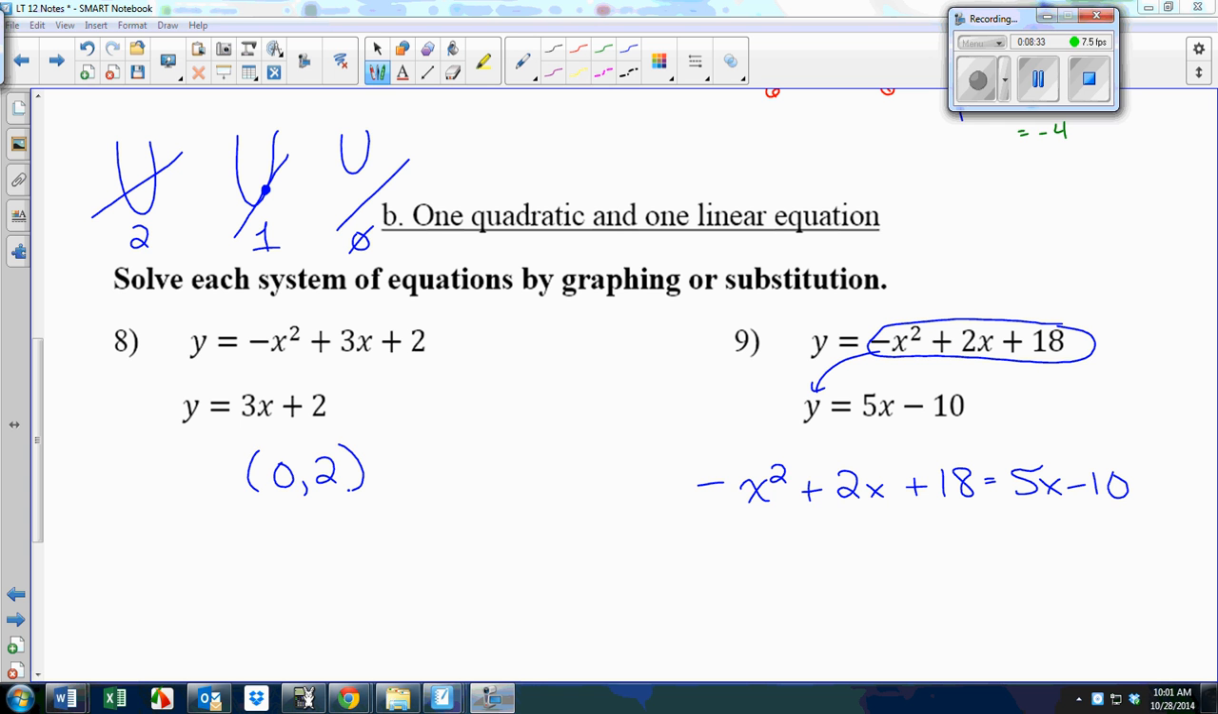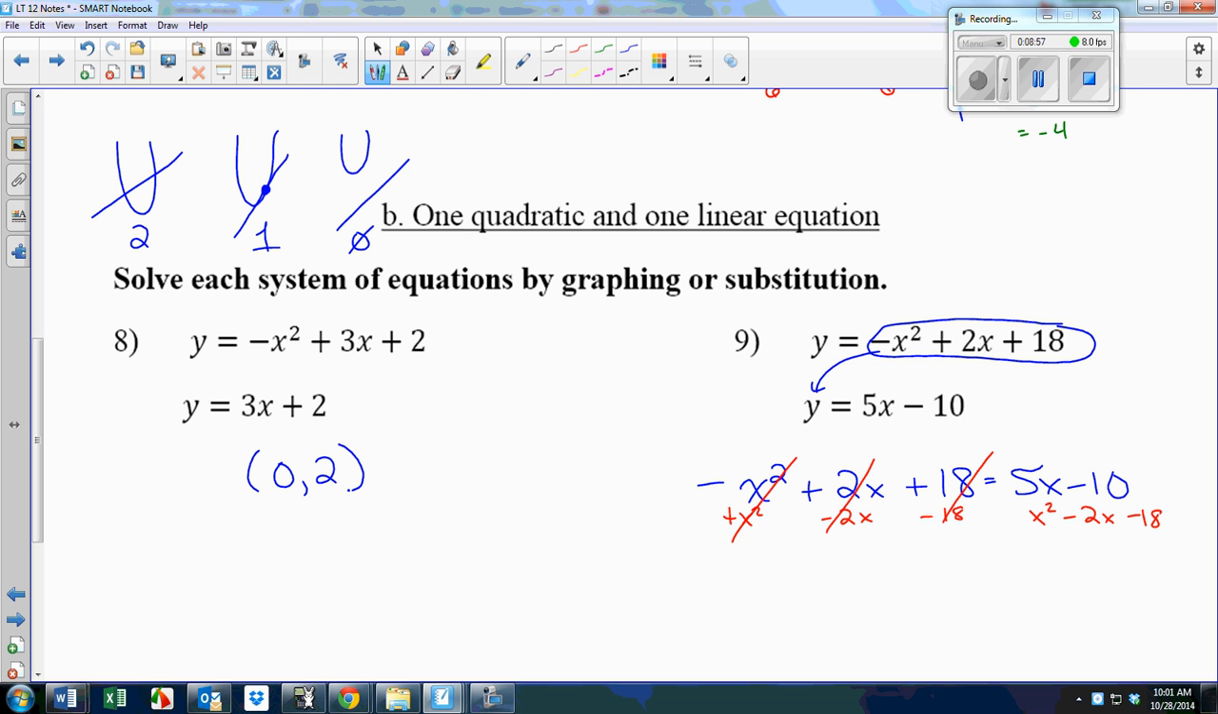All right, since we're running out of time, we really just don't have a whole lot of time to give you to try this one. Substitution-wise, you take negative x squared plus 2x plus 18 and replace y in the second equation. Now, I like a positive x squared, so I'm going to move everything to the right side of this equation. So I'm going to add x squared, subtract 2x, and subtract 18. And combine like terms. The left side turns into 0, and the right side now says x squared plus 3x minus 28.